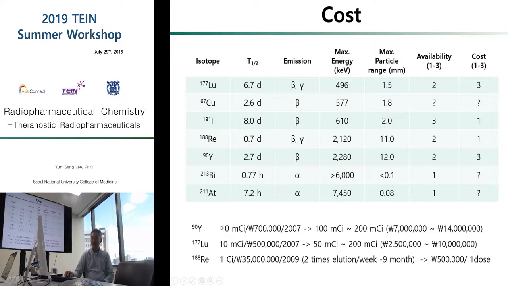How about the cost? In case of yttrium, as I said earlier, 10 years earlier, that cost was $14,000, but nowadays it is $20,000 per one treatment. In case of lutetium, it's almost the same, but slightly cheaper than the yttrium. But rhenium, one dose is only $500, so very cheap. And also it is produced from the generator system, so I think rhenium will be the best candidate for theranostic radionuclide. But over the world, you cannot get a rhenium generator nowadays. So I think maybe Gijang's new research reactor can cover the tungsten also, then we can make it ourselves, in our country.